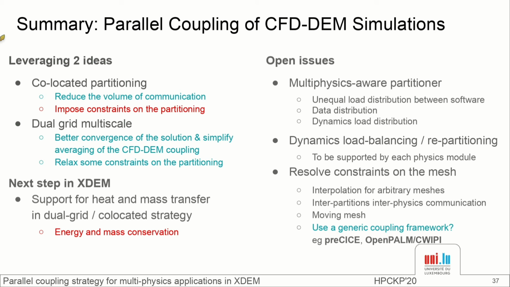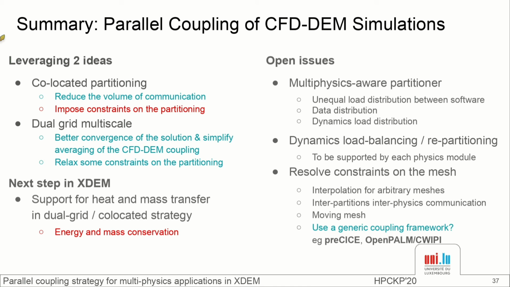The second idea is to use a dual grid multiscale approach, and this one has many advantages. First, it improves the convergence of the CFD part because we don't have any constraint coming from the DEM regarding the mesh. So the CFD part is free to have any mesh that better suits the CFD problem, and there is this intermediate coarse mesh that will better suit the DEM part. The other advantage is that, because we are free to choose the coarse mesh the way we want, it relaxes the alignment constraints that we need on the CFD side.